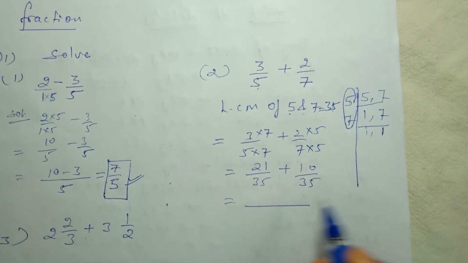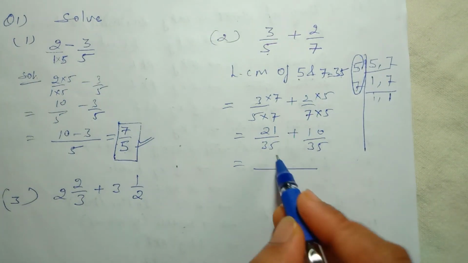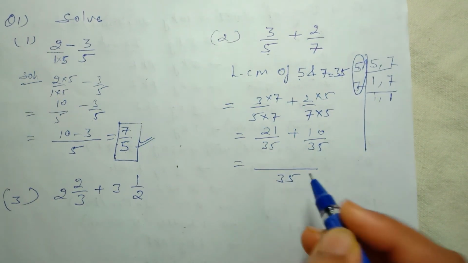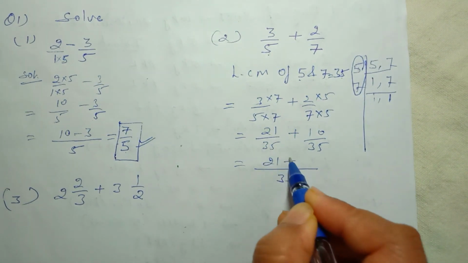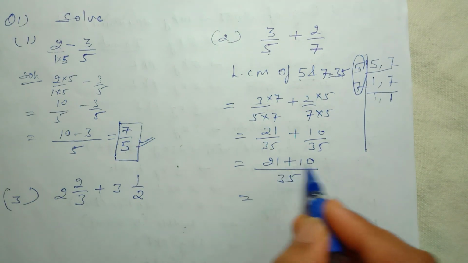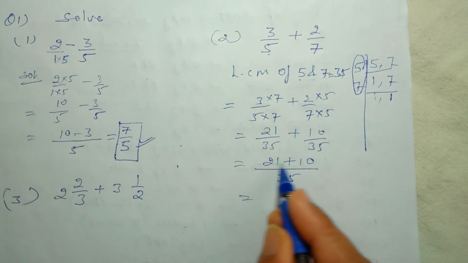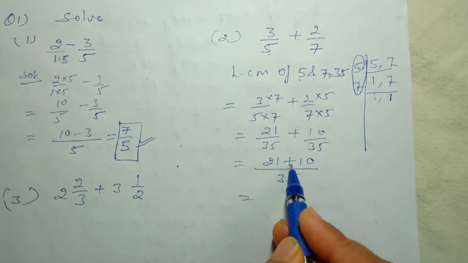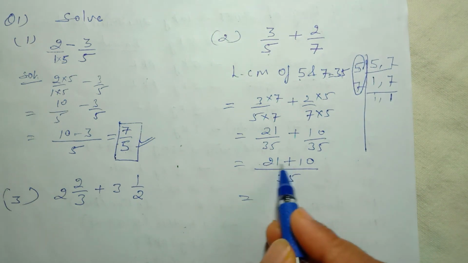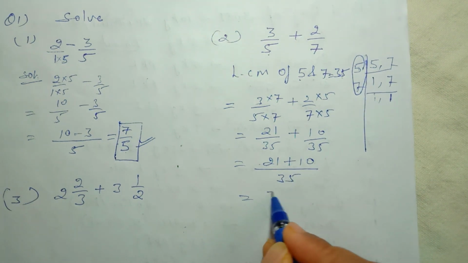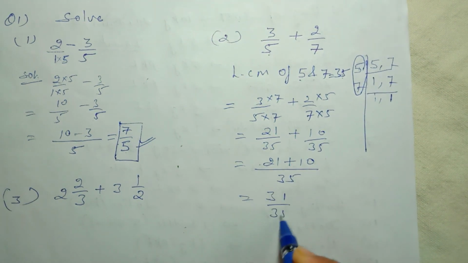Now what are we observing? Both the denominators are 35. They are the same, so take them one time. Then according to the sign rule, solve the numerator. After addition, both of them are in plus sign, and we know that same signs are added. So we are going to solve them. This will give 31 upon 35.